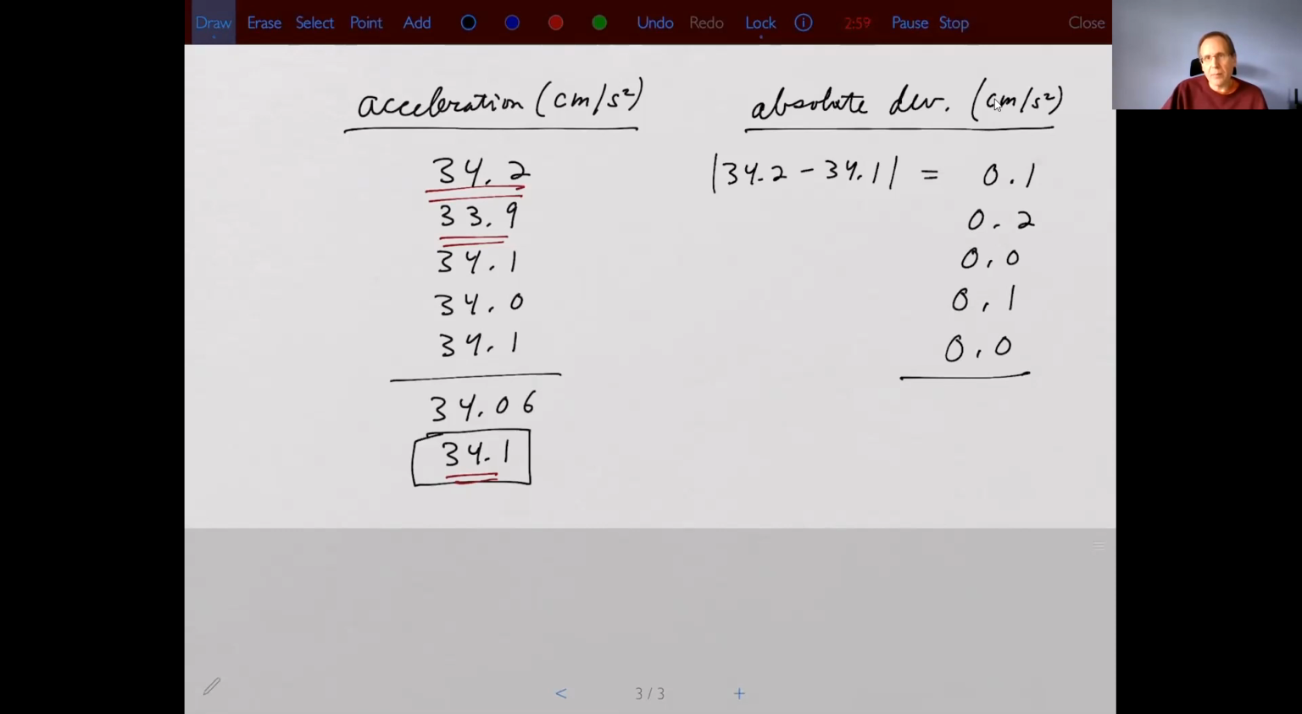So if you add those up, right? And divide by 5. You're going to get, I think it's 0.08. Let me double check it. So 0.1 plus 0.2 plus 0.1 divided by 5. Yeah, so I get 0.08, but I'm going to round to the resolution of the instrument, so 0.1.